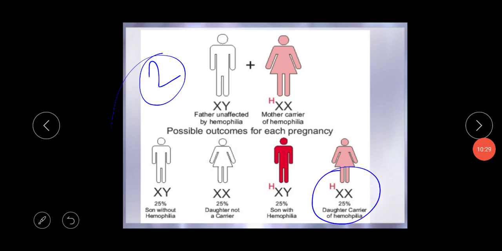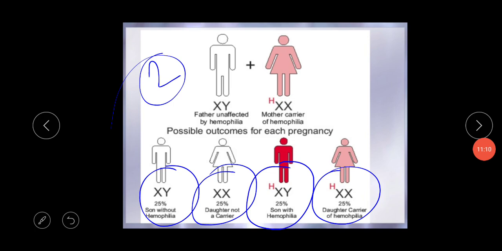So what happens? XXH is the carrier, then XX is the normal daughter, then XHY is the son with hemophilia, because there is no other gene that can dominate the X gene. And next is XY, the unaffected child. So there is 25% unaffected child, 25% daughter not a carrier, totally unaffected, 25% son with hemophilia, and 25% daughter a carrier. This is the basic pedigree analysis.